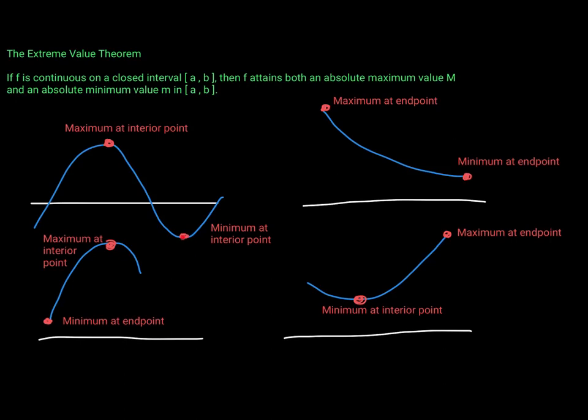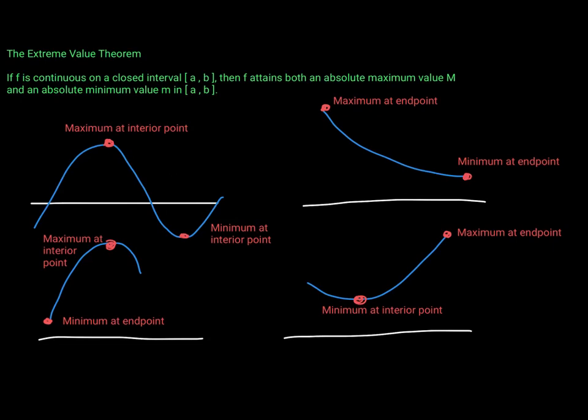This is a minimum value, and it's also at an interior point because it's not an endpoint. This is a maximum, and it's located at an endpoint, a minimum at an endpoint. This is a minimum at an endpoint, but a maximum at an interior point, a minimum at an interior point, and a maximum at an endpoint. So notice that maximums or minimums can occur at an endpoint or an interior point. That's really important. All right, very good.